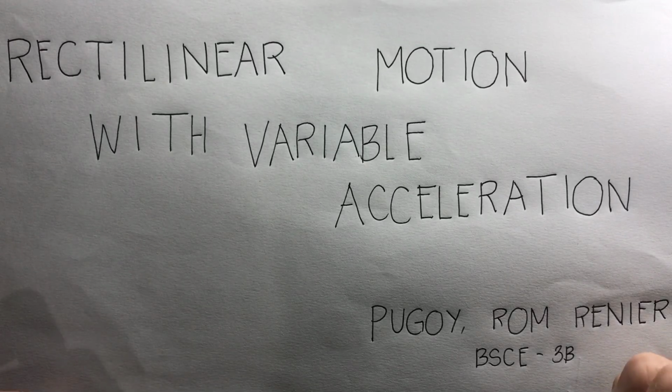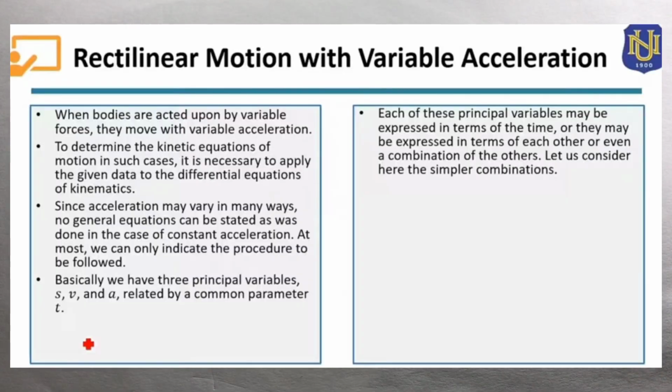Good day everyone. I'm going to tackle rectilinear motion with variable acceleration. So when will we use variable acceleration? We will use variable acceleration when the acceleration is not constant. And here are some tips to determine if it is variable acceleration. When bodies are acted upon by variable forces, they move with variable acceleration.